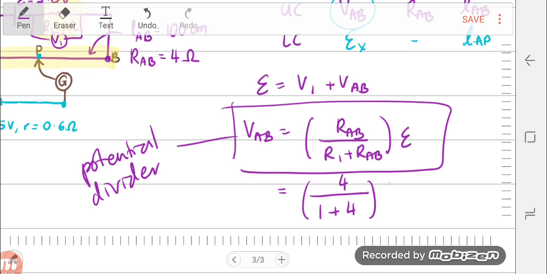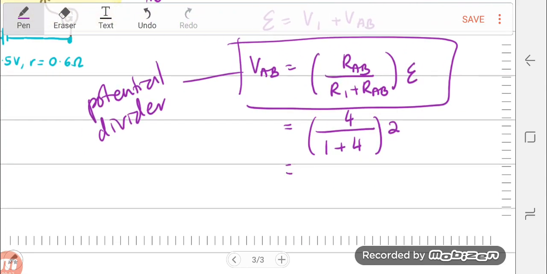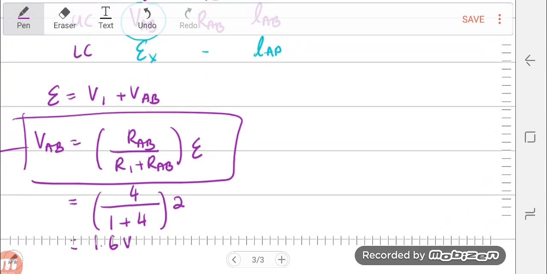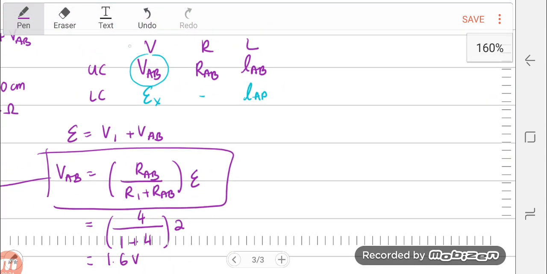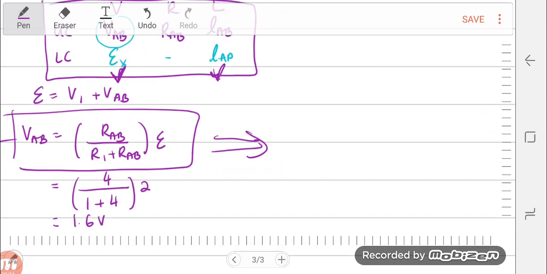Potential divider equation. And for our EMF is 2. And the final answer for the VAB is 1.6 volt. Once we got the 1.6 volt, we can continue selecting from the VRL table the V and also the L. So from here, we can get the VAB over EMF X equals to LAB over LAP.